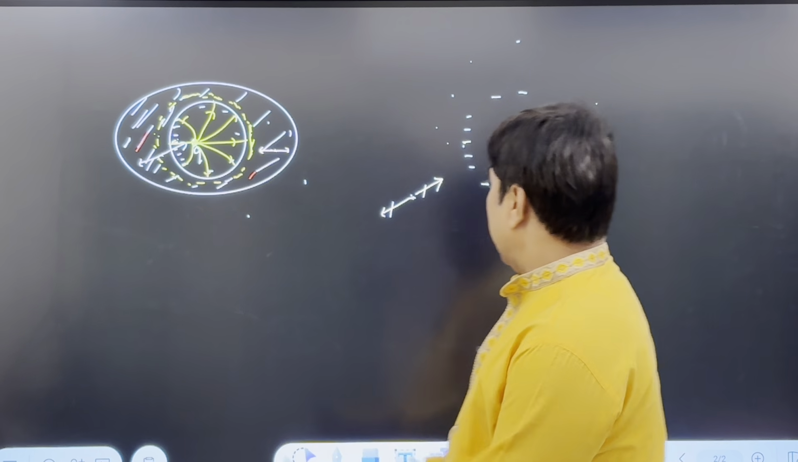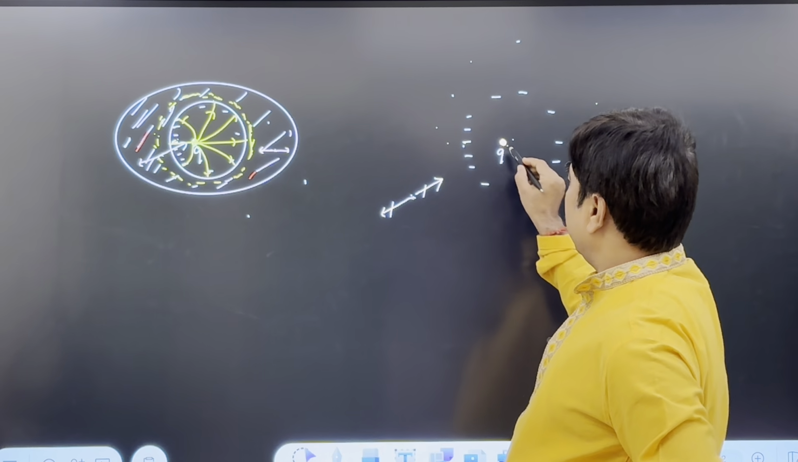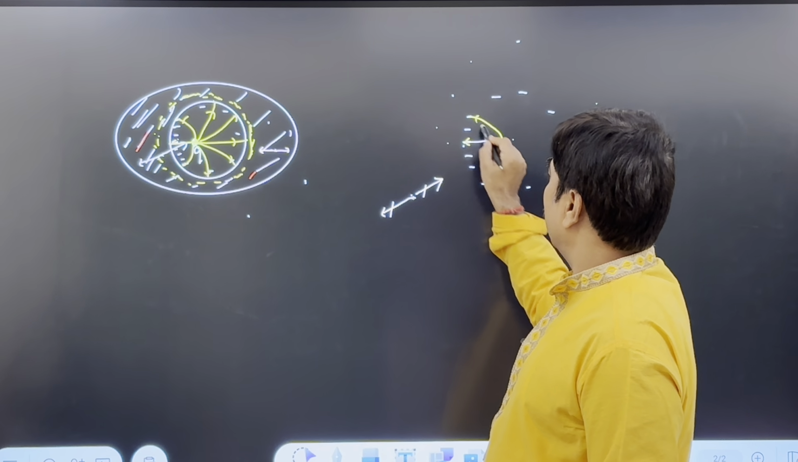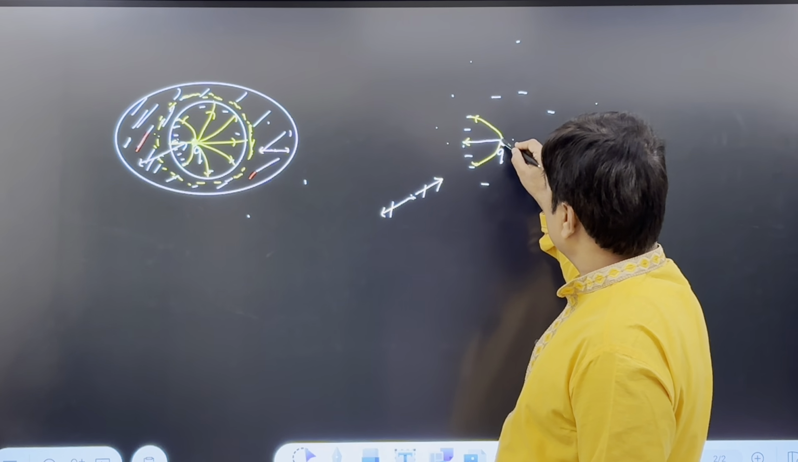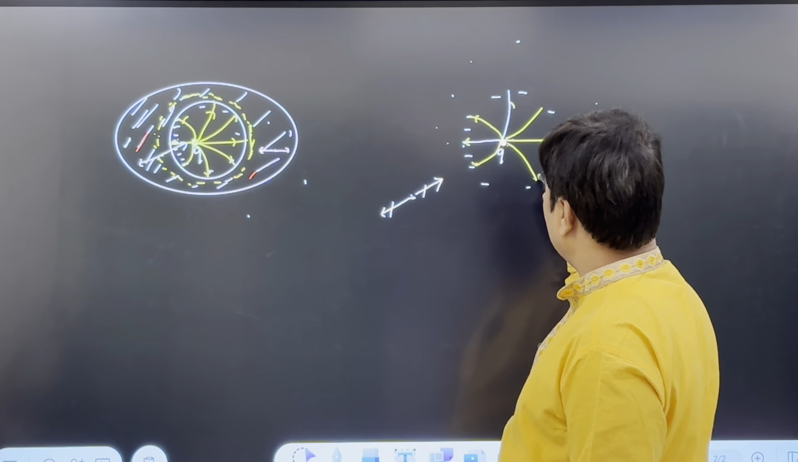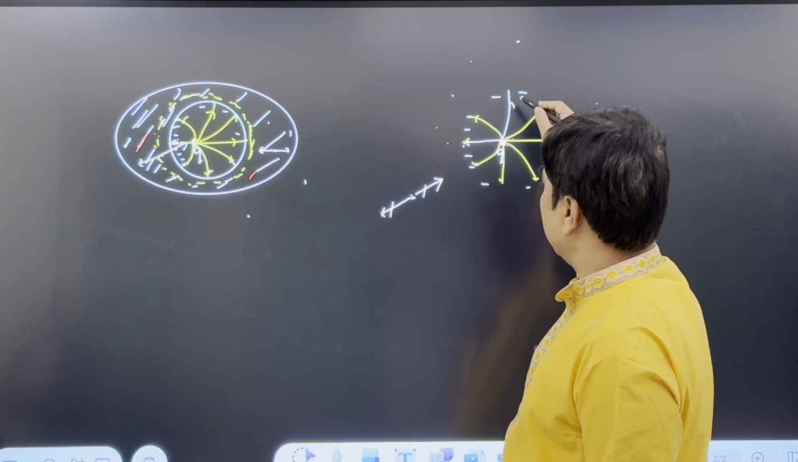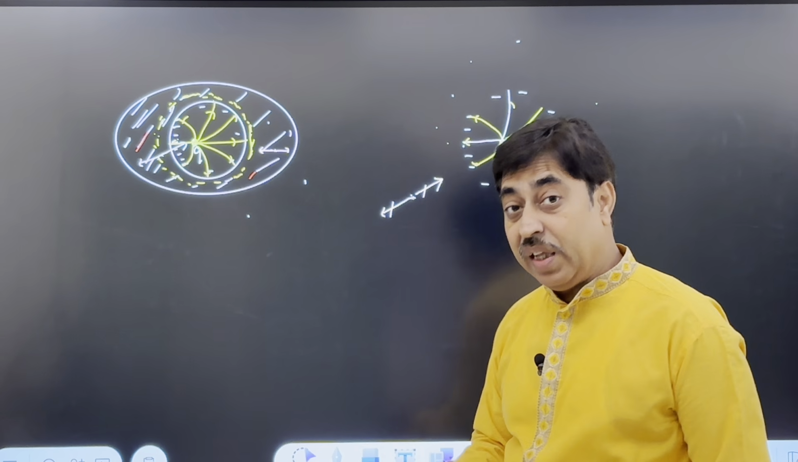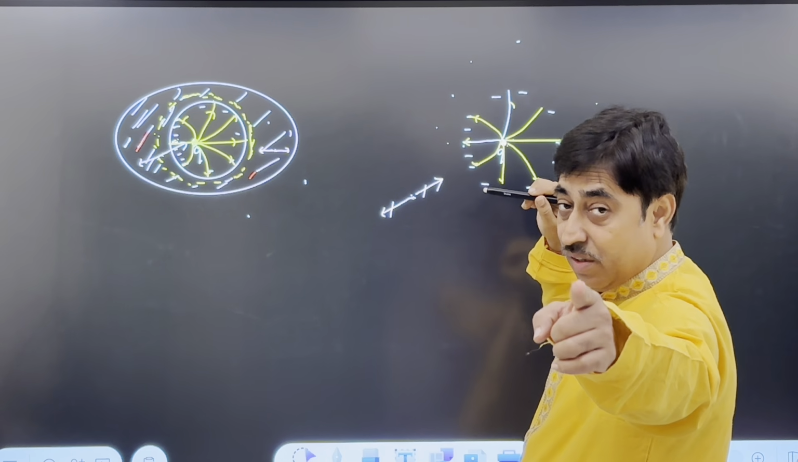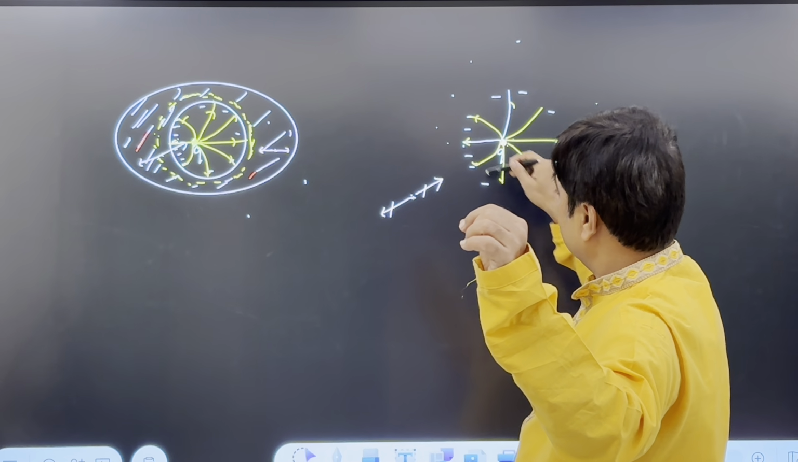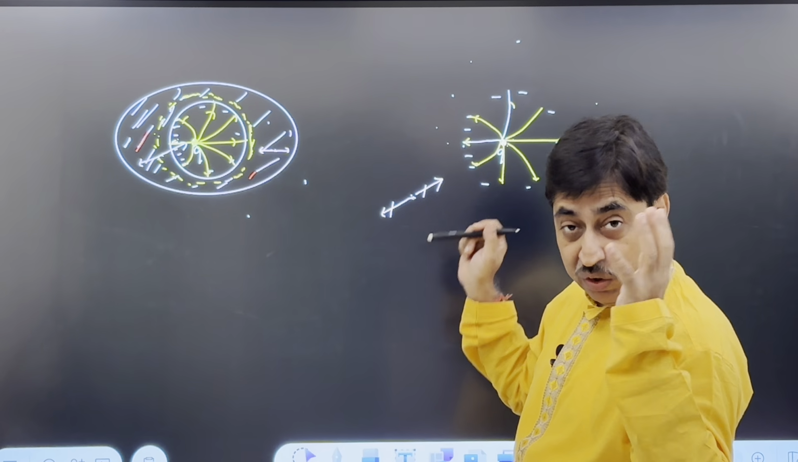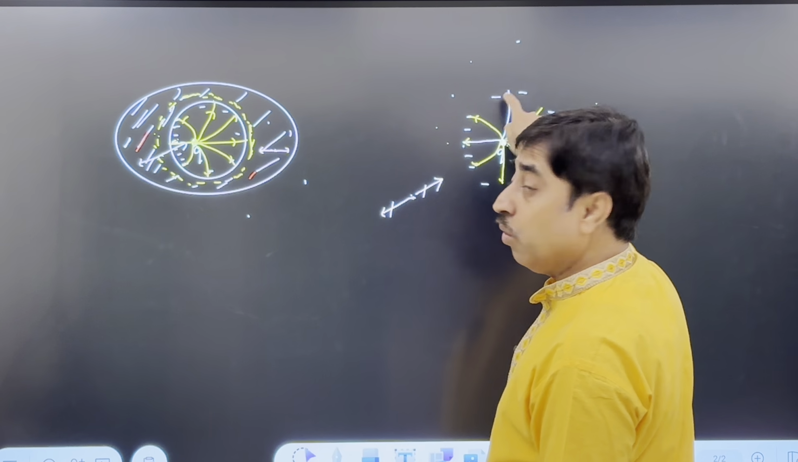So what it actually means is any field line that is starting from here is getting terminated over here. Termination of these field lines here is a way of saying that the effect of this charge system, when I say charge system, I am talking about this charge plus this charge, is felt in this region only.